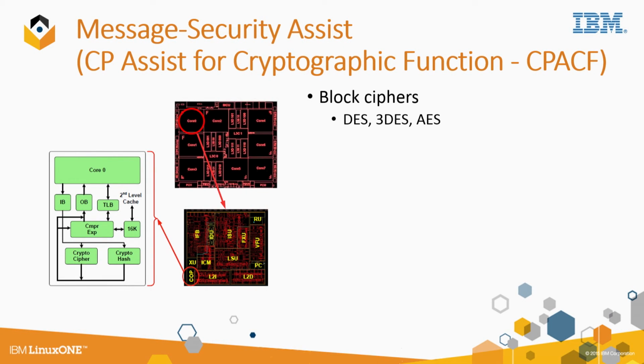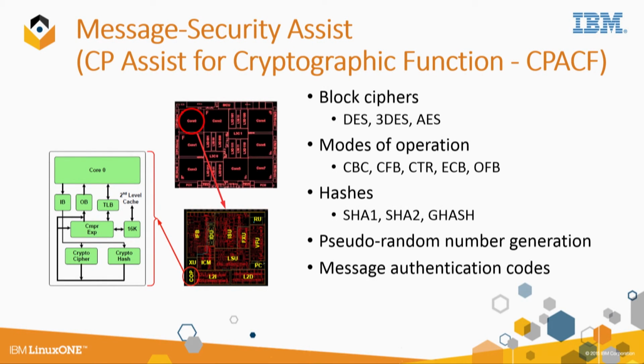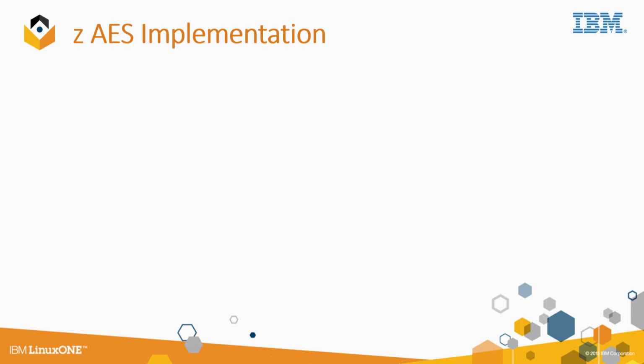So we've got block ciphers, so DES, triple DES, don't use those, and AES. We also have the modes of operation we just talked about. Hashes, SHA-1 and SHA-2, as Bill said, those are actually in Go now. We also have GHASH, which is important for Galois counter mode, which you'll have heard a bit about in George's talk yesterday. We also have pseudo-random number generation and message authentication codes, and some other features as well, which I won't go into now.